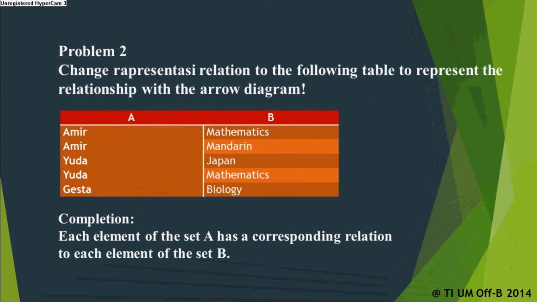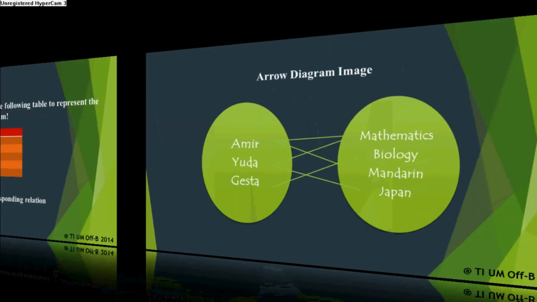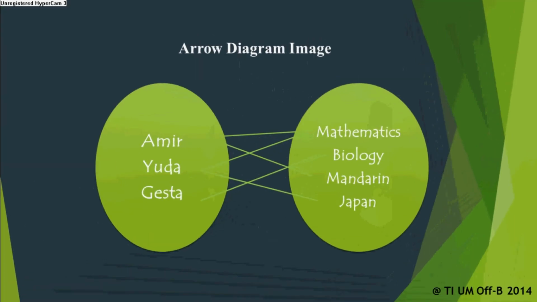Problem 2. Change the relation in the following table to represent the relationship with an arrow diagram. Completion. Each element of the set A has a corresponding relation to each element of the set B. The completed arrow diagram is shown. Emir, Mathematics and Mandarin. Yuda, Mathematics and Japanese. And Gesta, Biology.